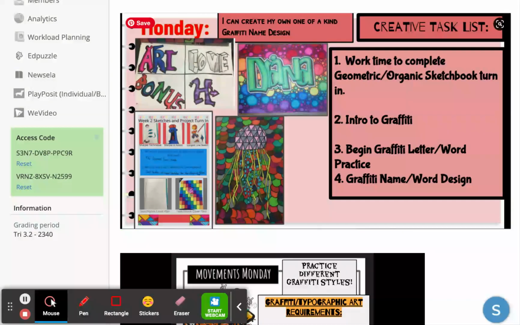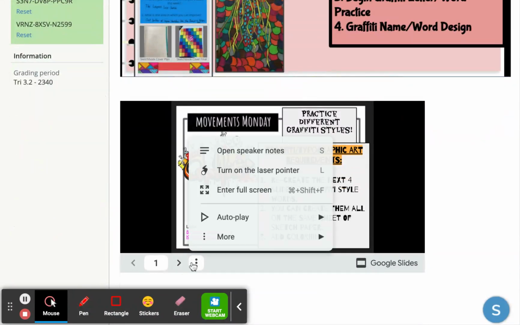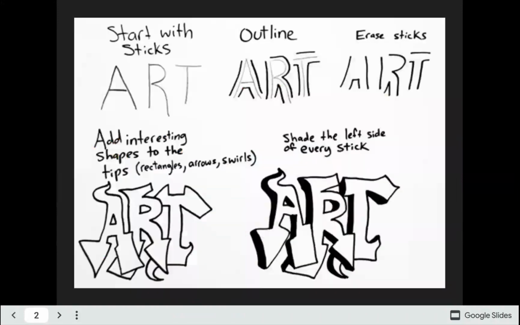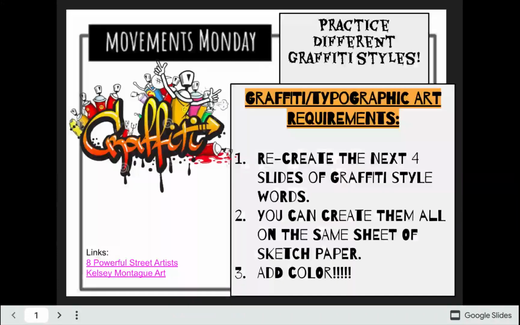And I'll talk to you more about the artists tomorrow, and throughout this unit, because it's really important to understand where it comes from. But we're going to start today with talking about graffiti styles. And there are unlimited amounts of graffiti styles or font graffiti styles. And I'm going to introduce you to just a few so you can practice them. And then you're going to choose the style you want to use. You do not have to choose any of the 4 styles you practice.